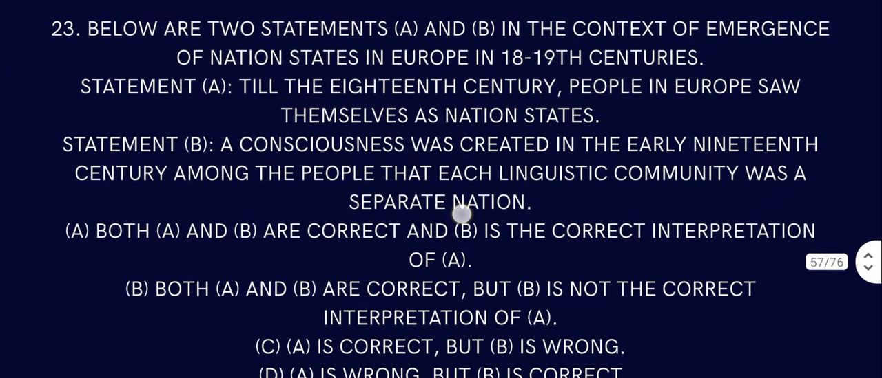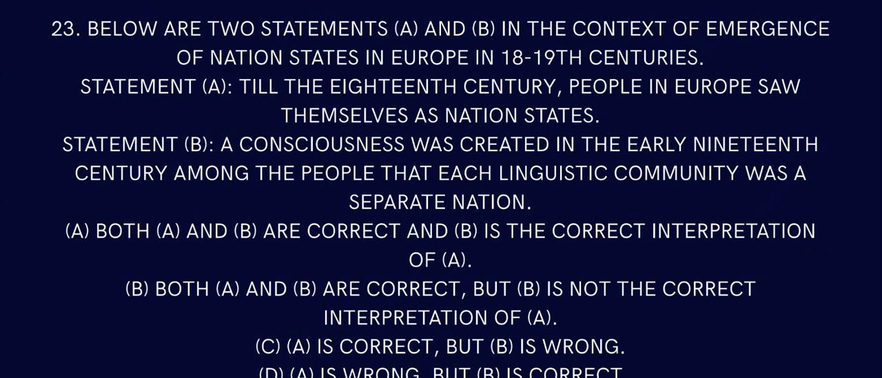Question number 23. Below are two statements, A and B, in context of emergence of nation state in Europe in 18th and 19th century. Statement A: Till the 18th century, people in Europe saw themselves as nation states. Statement B: A consciousness was created in the early 19th century among the people that each linguistic community was a separate nation.